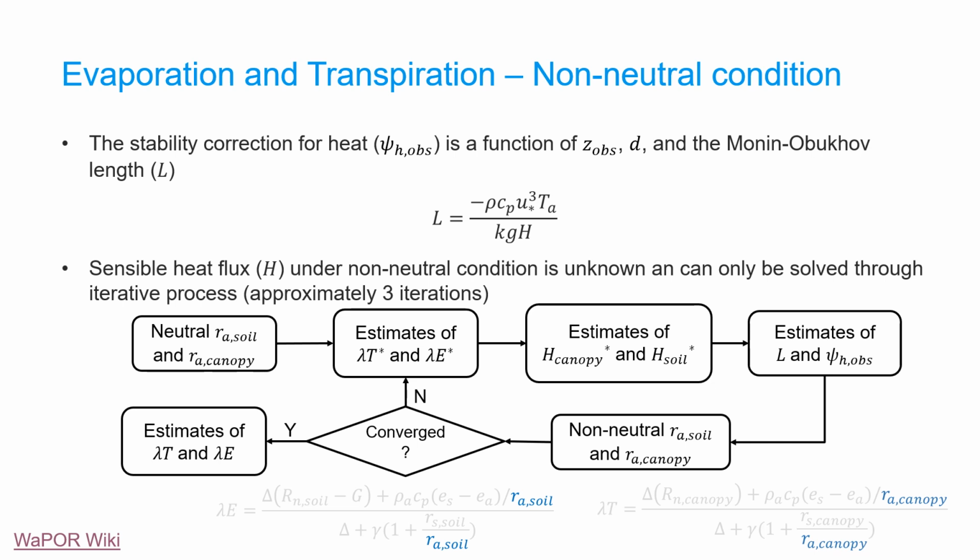Next, the stability corrections are used in the non-neutral formulas for aerodynamic resistance. The new estimates of aerodynamic resistance are compared to the earlier estimate. Until both estimates converge, the final estimates of transpiration and evaporation are calculated.